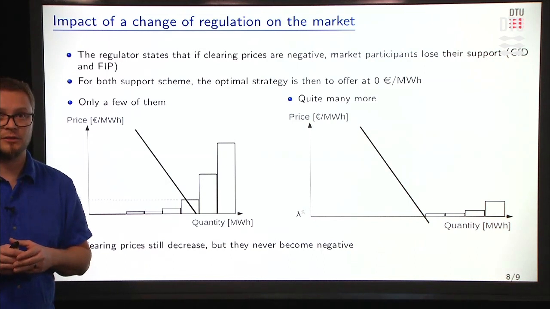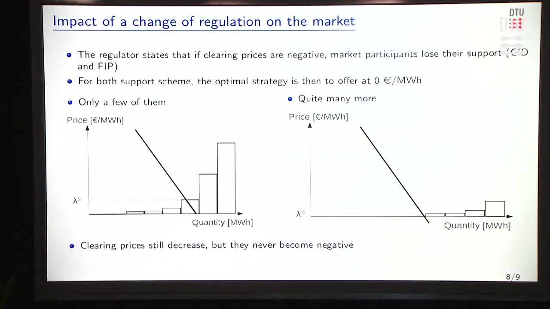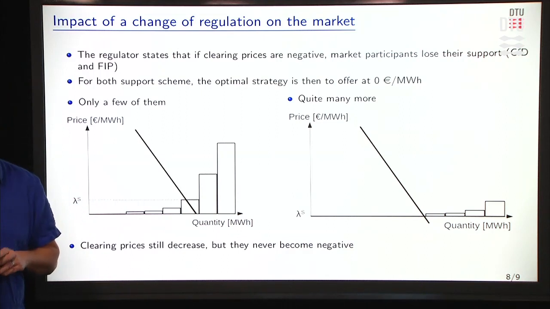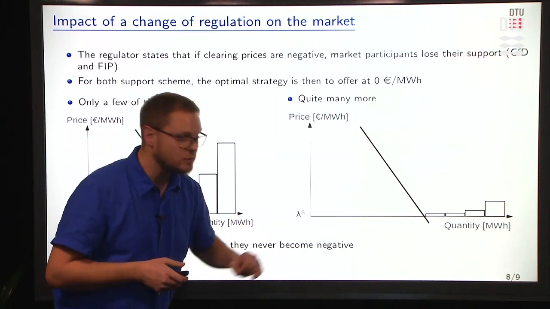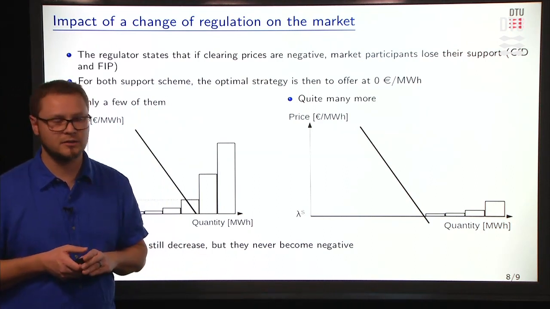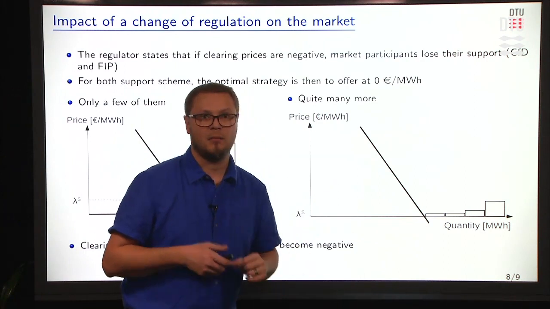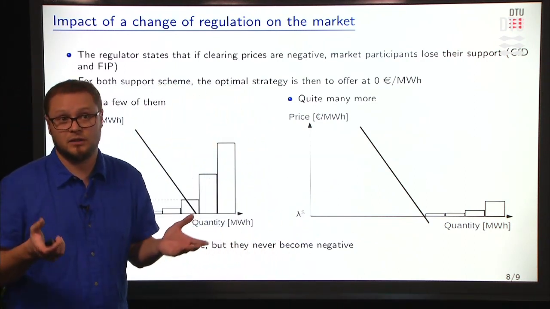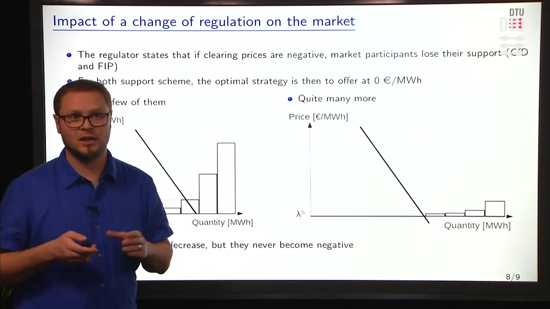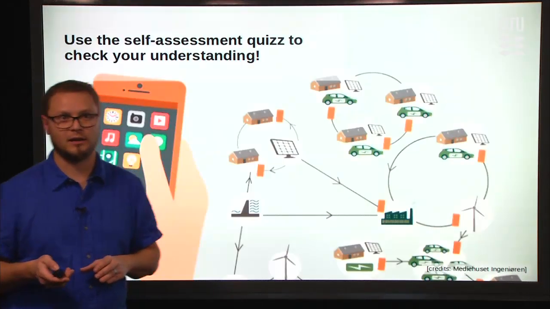If there are only a few of these renewable energy generators in the market, you see now they don't offer negative anymore, they offer at 0, and it's pretty much as before. The market price is not going to be highly affected by these renewable energy suppliers in the market. If they have quite many more, same case as before, they are pushing away the other agents in the market, the other energy suppliers, and they may end up setting the price. But now the price they set is 0. It doesn't go negative anymore. So the impact of regulation is fairly effective through the change of offering strategies of the suppliers in the market.